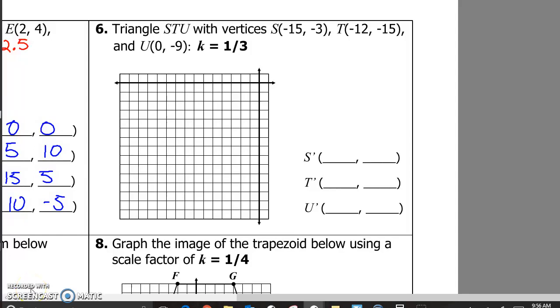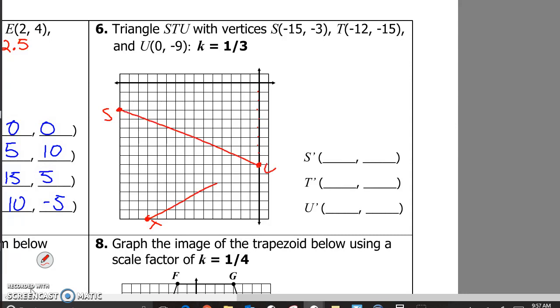Okay, guys, so continuing on with number 6, we've got triangle STU. So negative 15, then down 3, so S. And then point T is at negative 12, negative 15. And then U is at 0, negative 8.